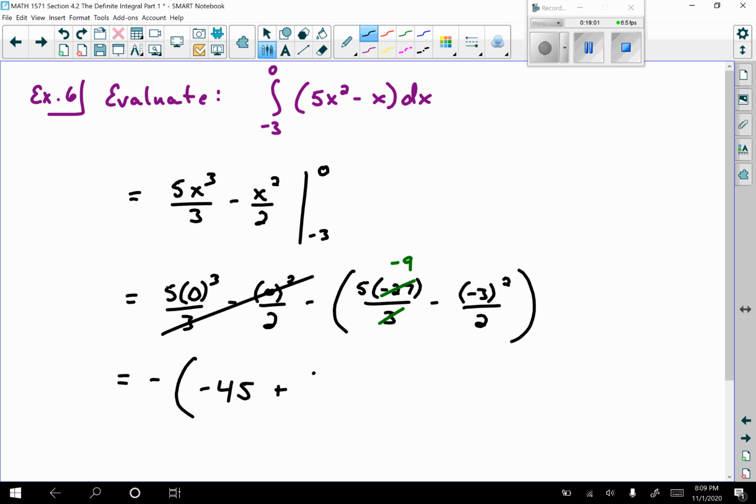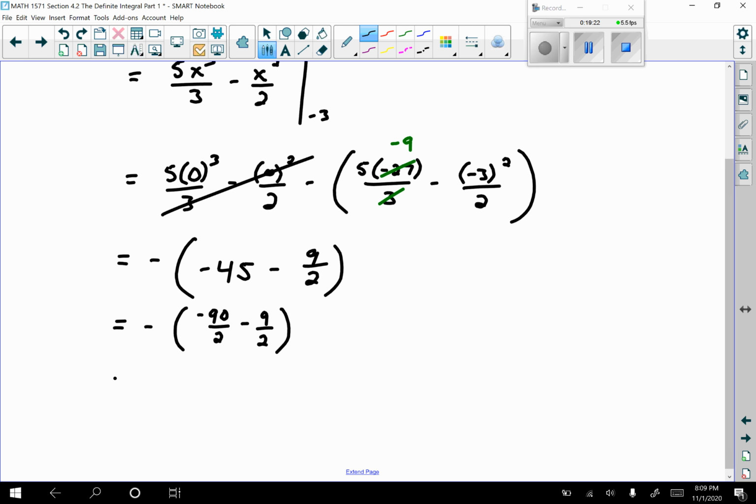Then we're going to get plus 9 halves, because this will give us, I'm sorry, just minus rather. This will give us a positive 9, so it's going to stay a minus. Minus 9 halves. So if you wanted to multiply this by 2, we're actually going to get a negative 90 halves minus 9 halves. So that's going to give us a negative 99 over 2 on the inside. Then we simply take the opposite of this, so we'll get positive 99 halves as the value of this integral.